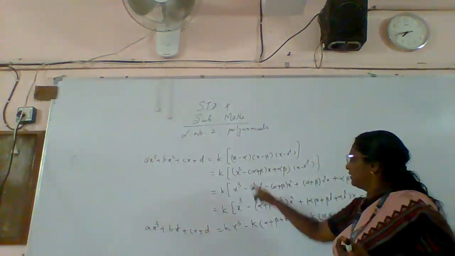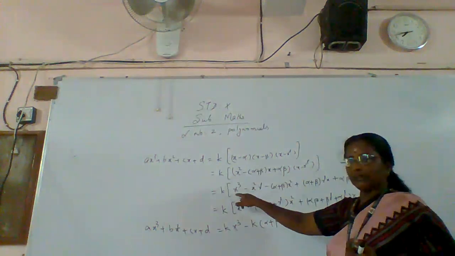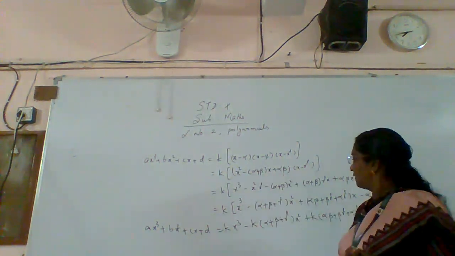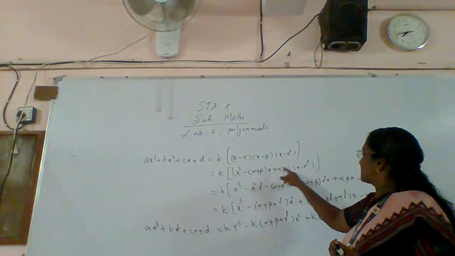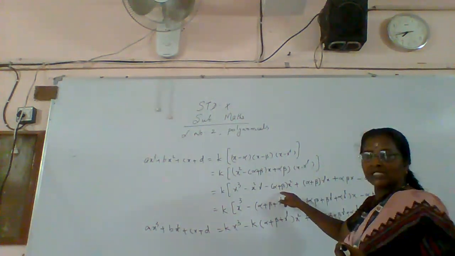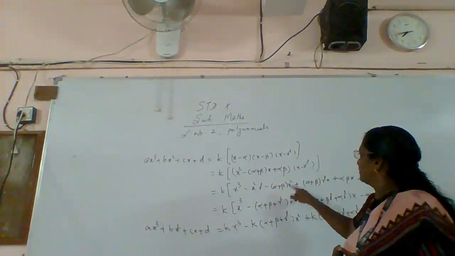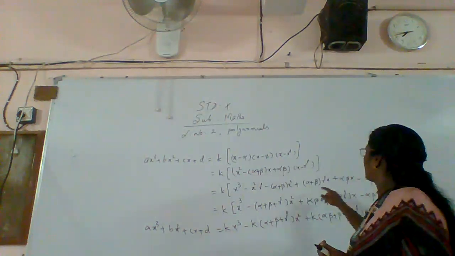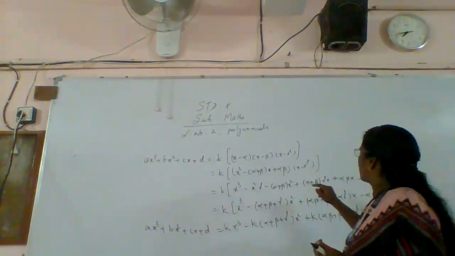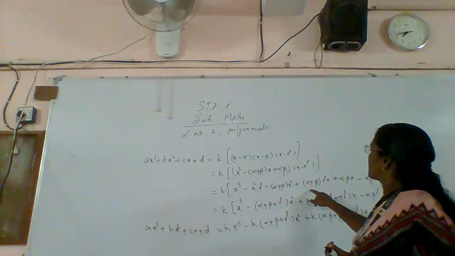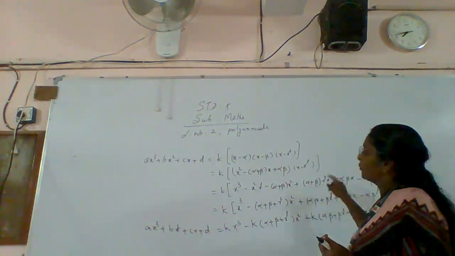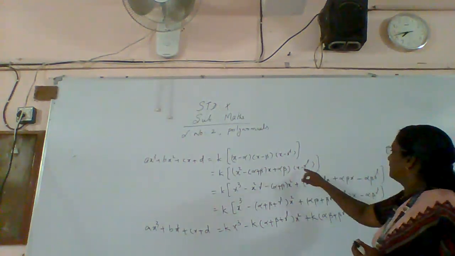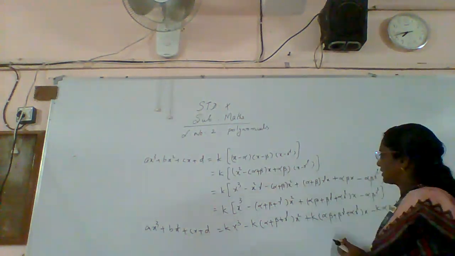Open the bracket. x square into x gives x cube. x square into minus gamma gives minus x square gamma. Minus (alpha plus beta) into x gives minus (alpha plus beta) into x square. Then minus (alpha plus beta) into x into minus gamma: this minus and this minus become plus, therefore (alpha plus beta) into gamma into x. Then alpha beta into x. Here minus, so minus alpha beta gamma.